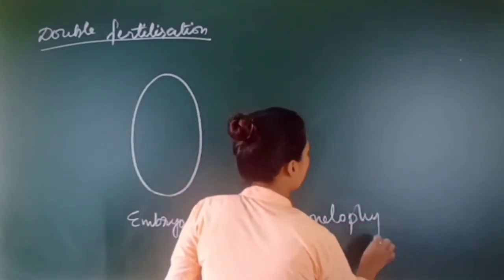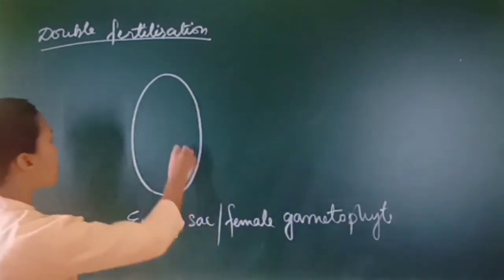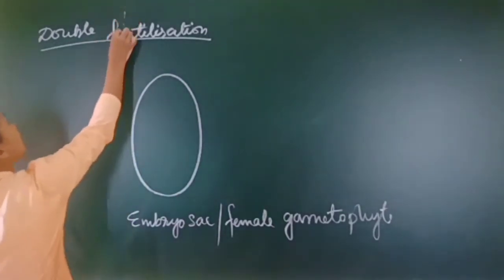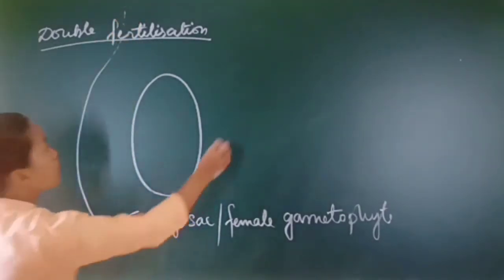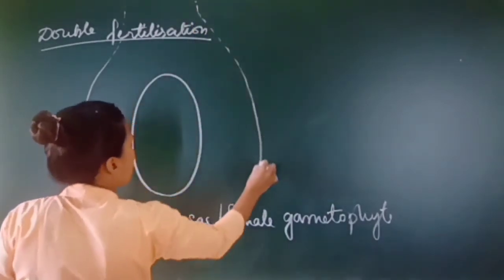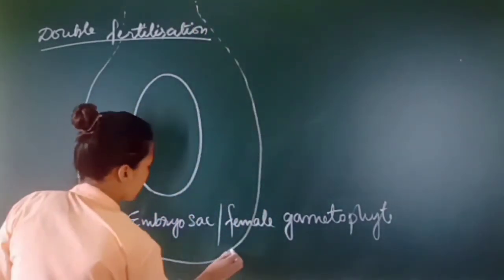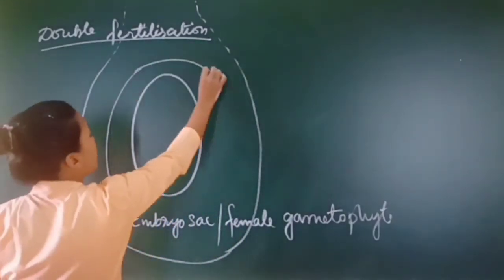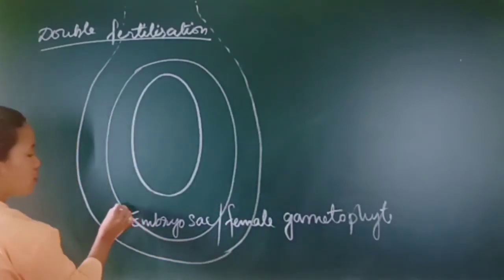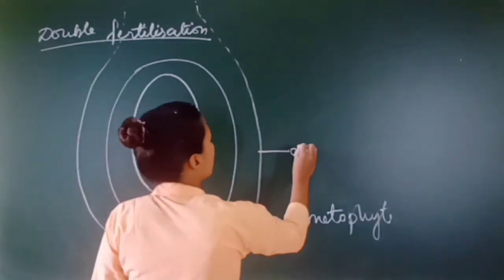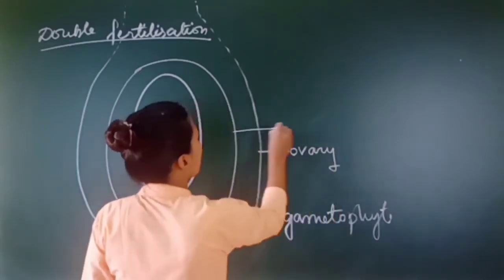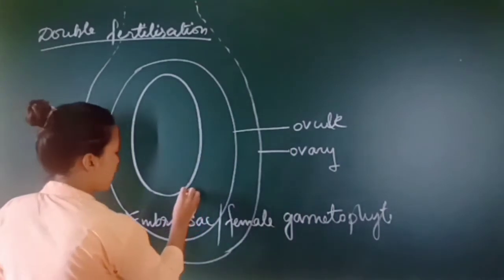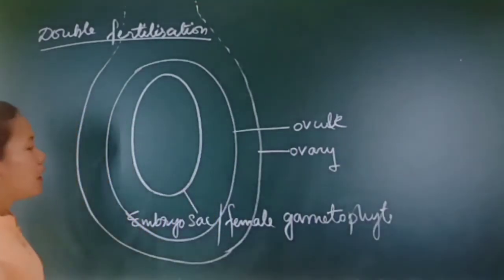Now where is this located? It is located inside the ovule. This is the pistil, and this is the ovary wall, and inside this we have the ovule. I'm just drawing a rough structure, not giving all the small details. So this is the ovary and this is the ovule, and inside the ovule we will have this embryo sac or female gametophyte.